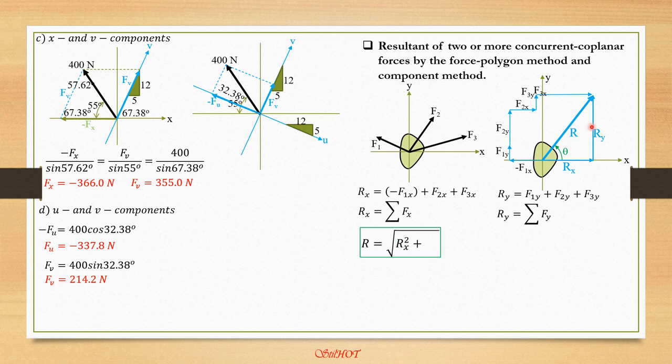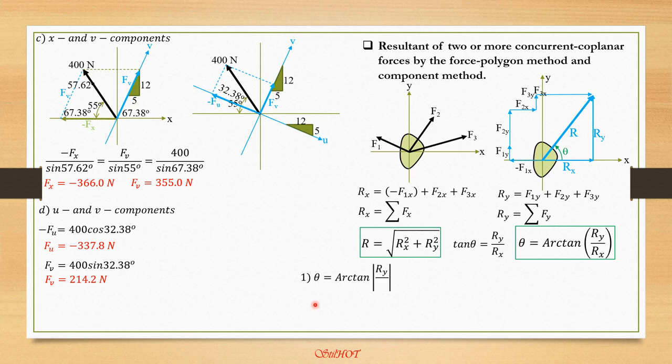so that the magnitude of the resultant is the square root of Rx squared plus Ry squared, and tangent of theta is Ry over Rx. Therefore, theta is arctan of Ry over Rx. This is the formula if R lies in the first quadrant. So we must generalize the value of theta, which is counterclockwise from the positive x-axis. And it is arctan of the absolute value of Ry over Rx if it lies in the first quadrant, or simply arctan of Ry over Rx if it lies in the first quadrant.